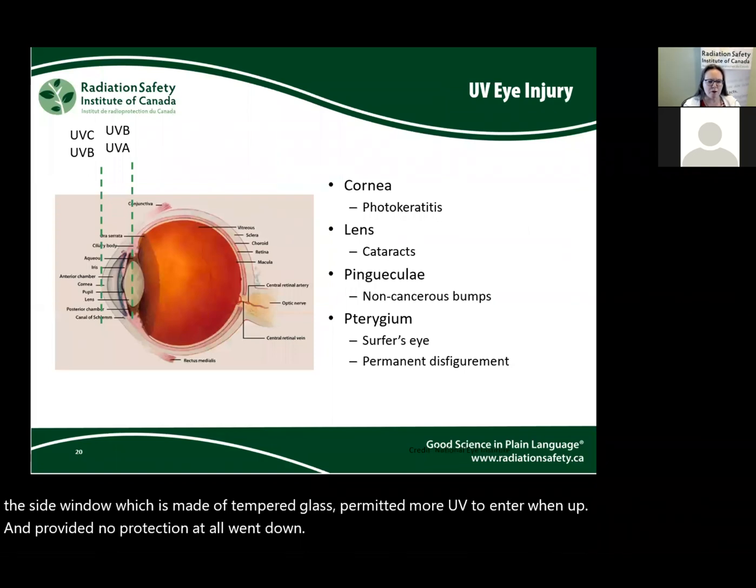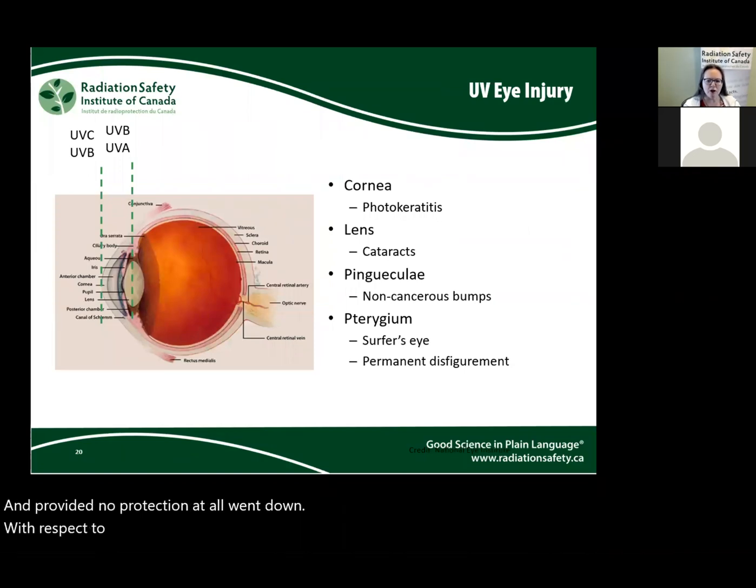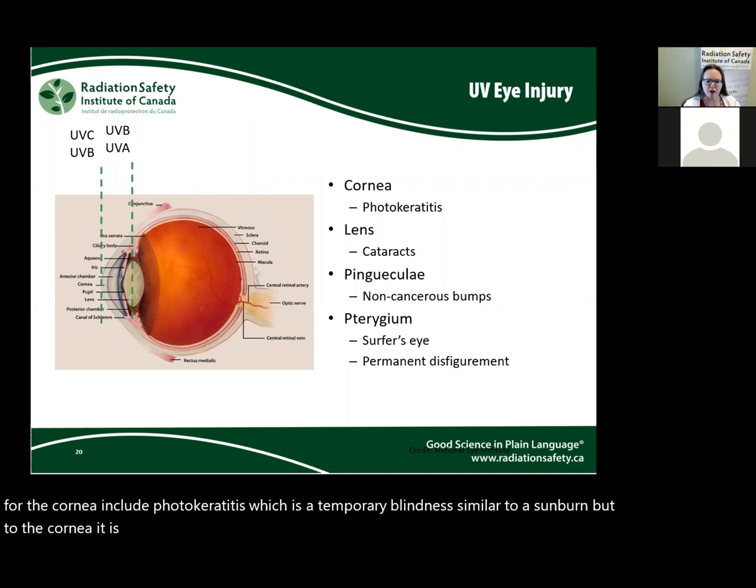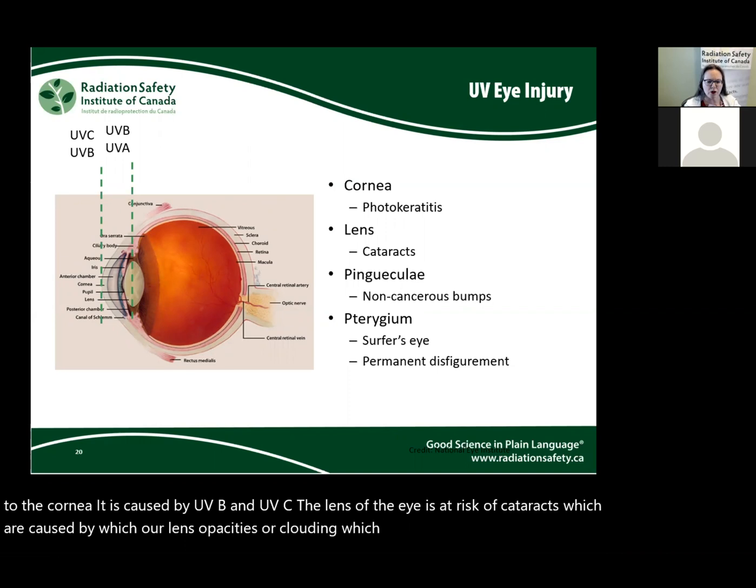With respect to the eye, different frequencies of UV have different penetrating power. Dangers for the cornea include photokeratitis, which is a temporary blindness similar to a sunburn but to the cornea. It is caused by UVB and UVC. The lens of the eye is at risk of cataracts, which are lens opacities or clouding, which require surgery to repair. These are caused by UVB.